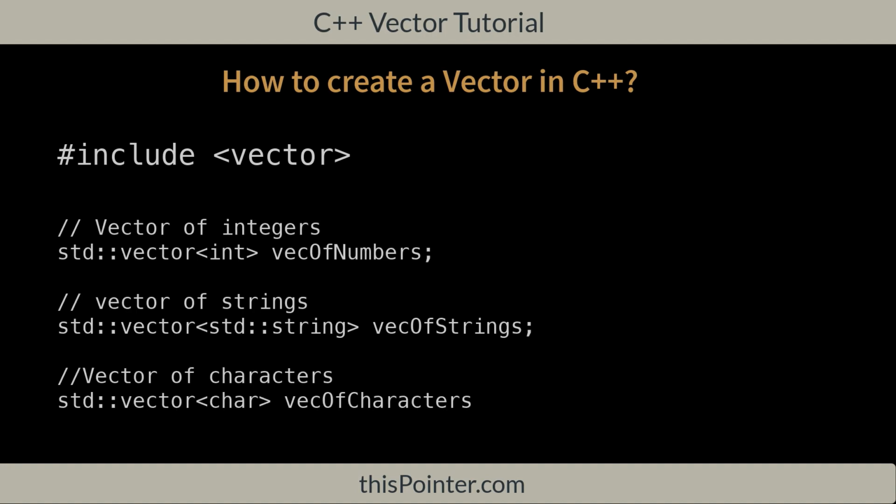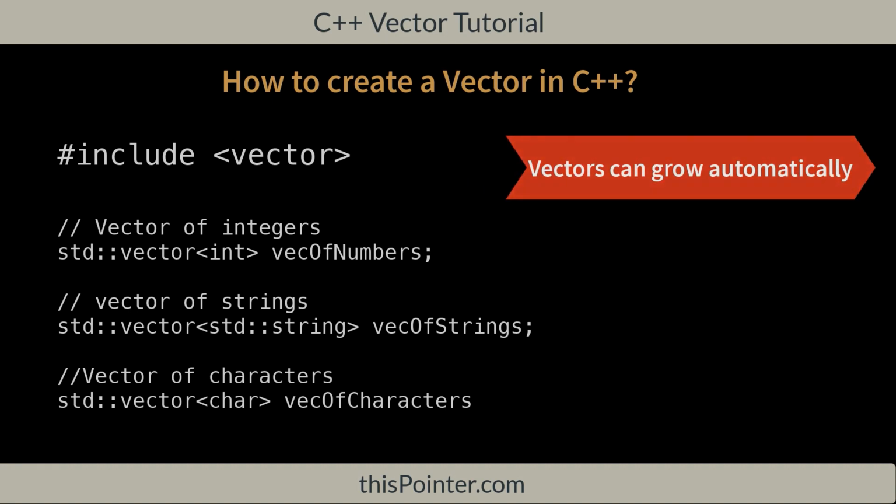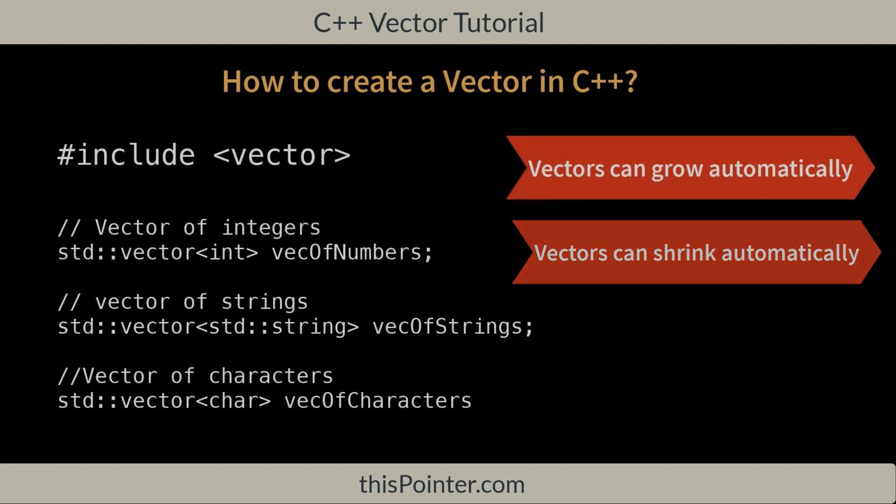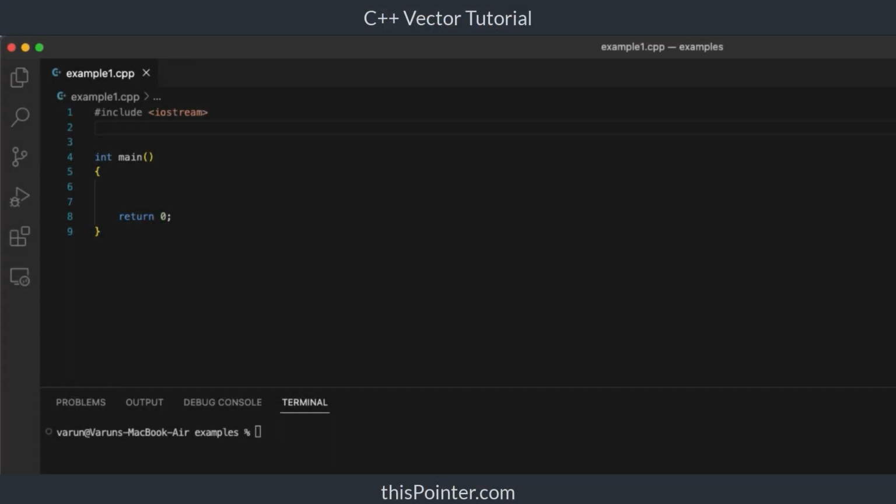We don't need to provide the size of the vector while declaring its object because a vector is dynamic in nature. It means it can grow automatically when we add elements into it. Also, it can shrink automatically when we delete elements from it. Let's see a complete C++ program to create a vector of integers, and how to create a vector object and initialize it with certain values.